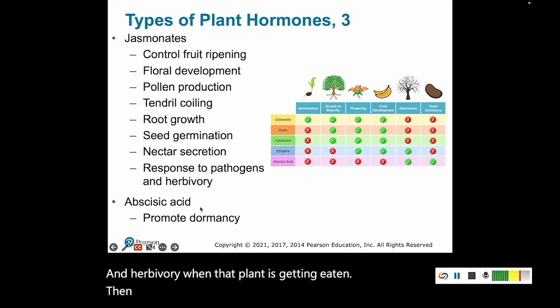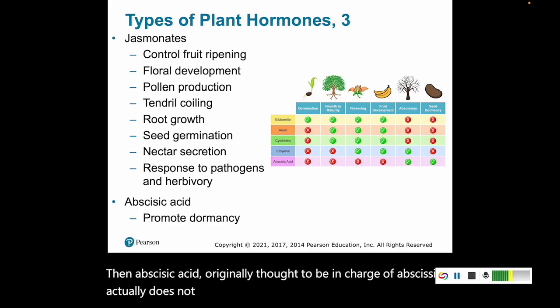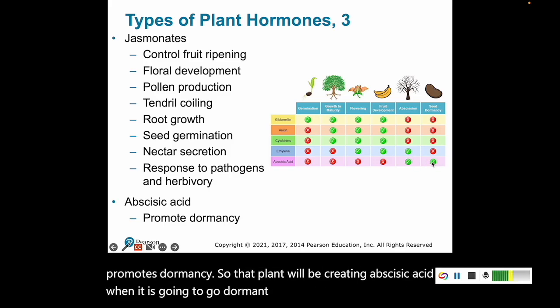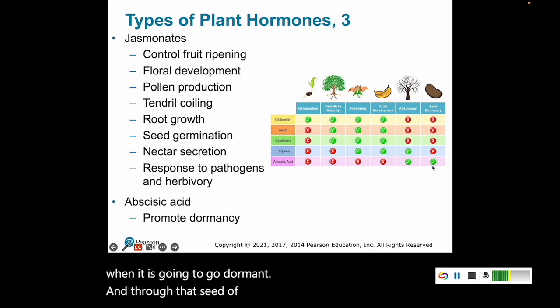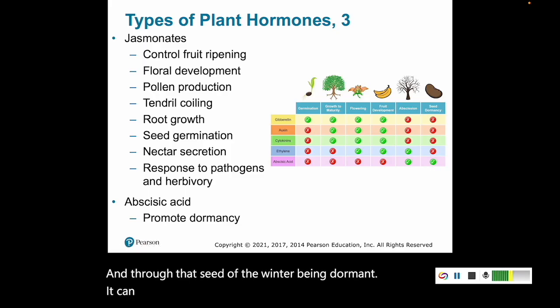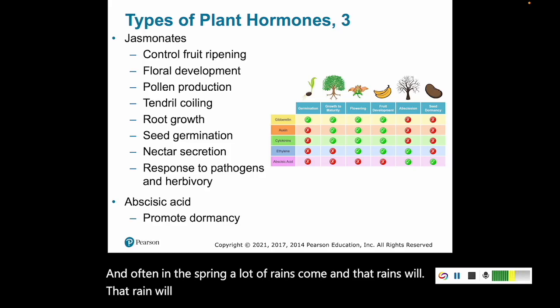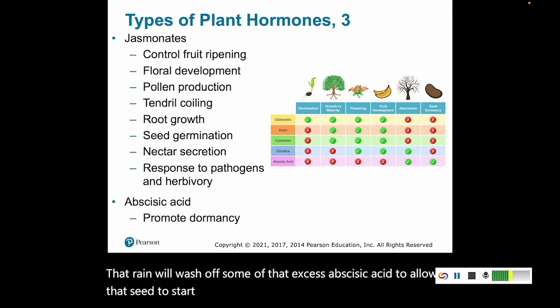Then abscisic acid, originally thought to be in charge of abscission, actually does not have anything to do with leaf abscission. It promotes dormancy. So that plant will be creating abscisic acid when it is going to go dormant. And through that dormancy of the seed over the winter, it can help protect that seed through periods of drought. And often in the spring, a lot of rains come, and that rain will wash off some of that excess abscisic acid to allow that seed to start to germinate.